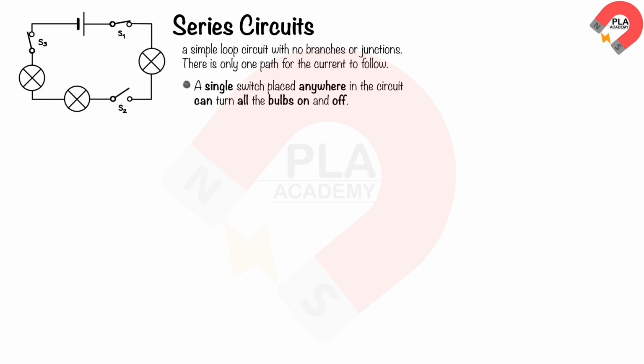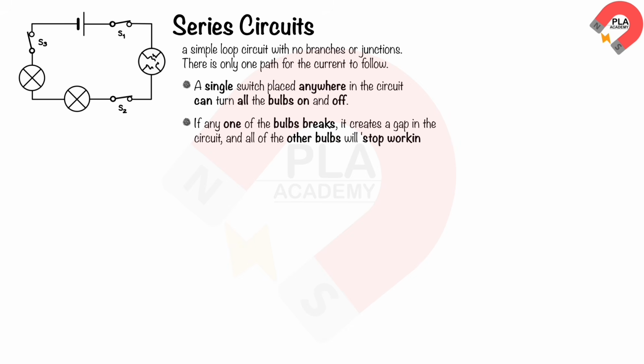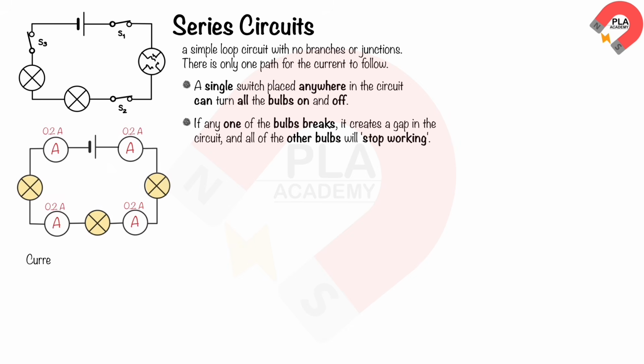If a switch S2 opens, the other bulbs will stop working, and if it closes, the other bulbs start working. If a switch S1 opens, the other bulbs will stop working, and if it closes, the other bulbs start working. If any one of the bulbs breaks, it creates a gap in the circuit, and all of the other bulbs will stop working. We can conclude that the current has the same value in all parts of the circuit. Current is not used up.